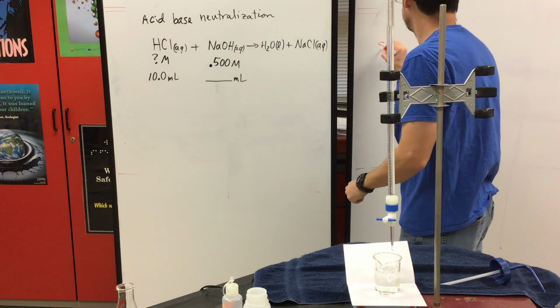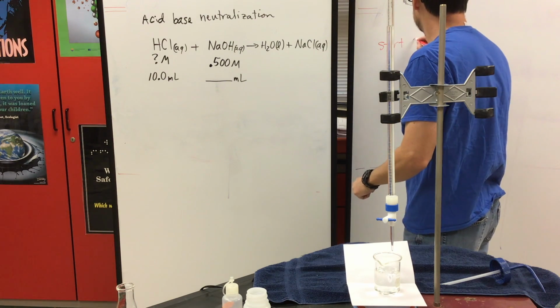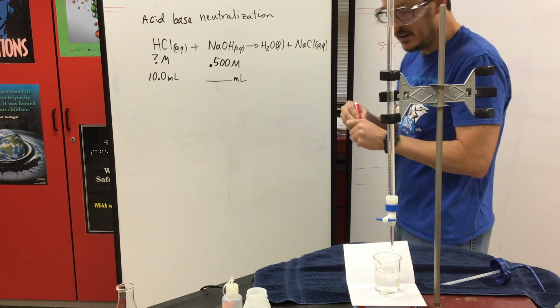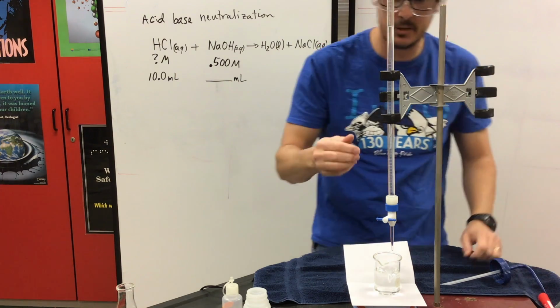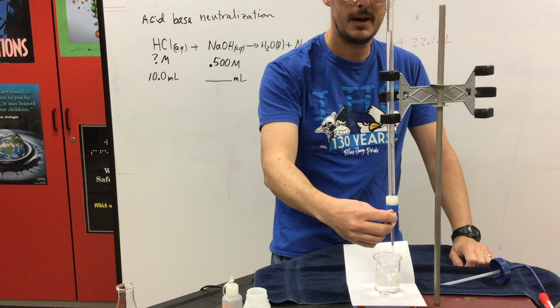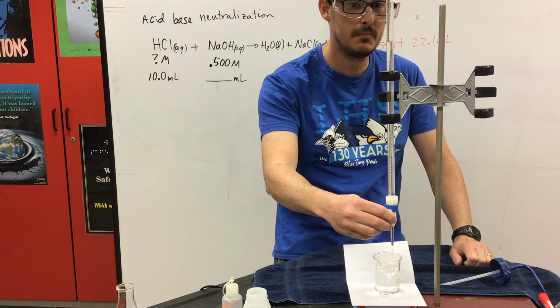So I'm going to write that down. I'm starting at 22.1 milliliters. And then what I'm going to do is slowly but surely open the valve and add my base. Now I've done this, so I kind of know how much we're going to add.